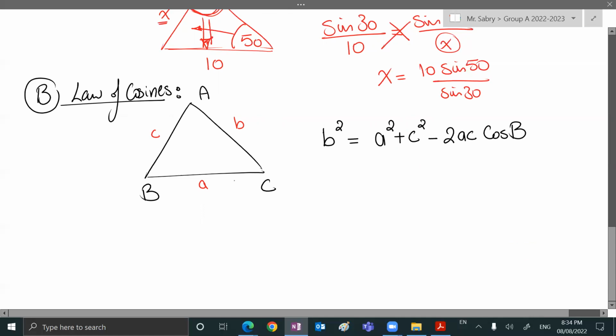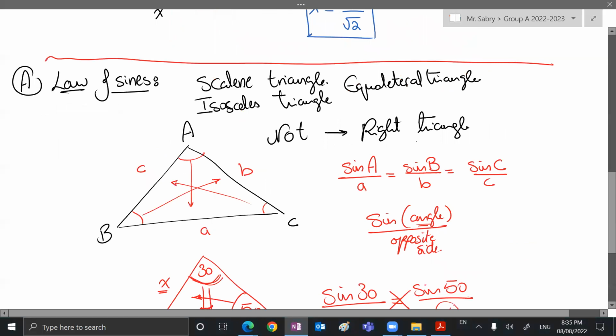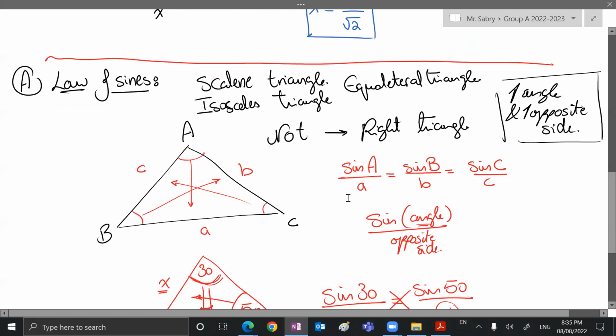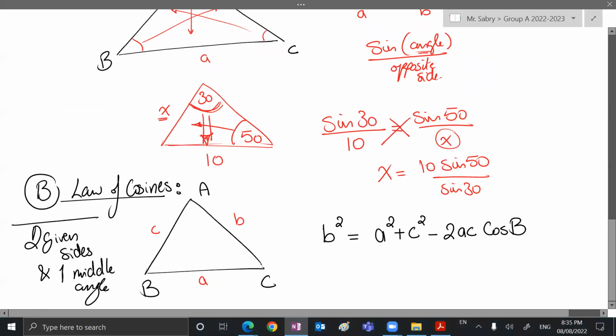When do we use the law of cosines? When we have 2 given sides and 1 middle angle. And when do we use the law of sines? When we have 1 angle and 1 opposite side. This is when to use the law of sines, and this is when to use the law of cosines.